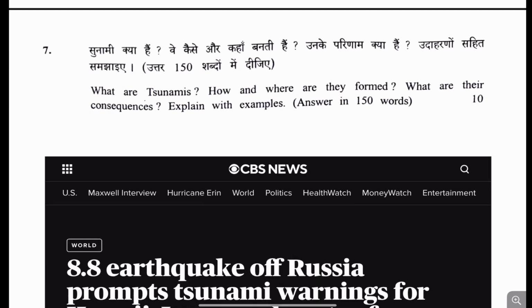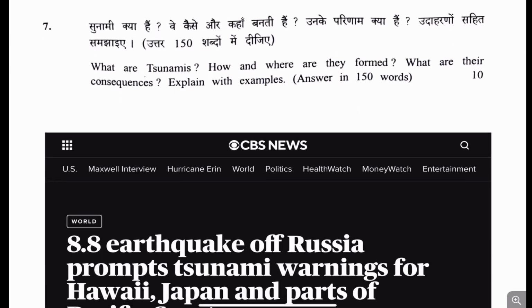Now moving to the next question, tsunamis. So what are tsunamis and how are they formed? The mechanism of the formation of tsunamis, etc. have been asked. So this type of question is new in UPSC, though this question was expected.